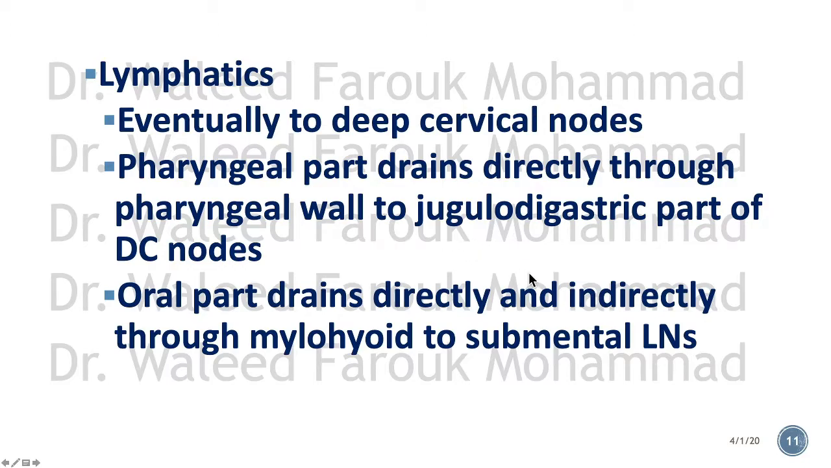Lymphatics, eventually, of course, to the deep cervical lymph nodes. But remember that the posterior part drains directly to the jugulodigastric part of the deep cervical lymph nodes. And the anterior parts of the tongue may go directly to the deep cervical lymph nodes or indirectly through submental and submandibular lymph nodes. Don't forget that, especially the front, the apex, and the sides of the tongue.